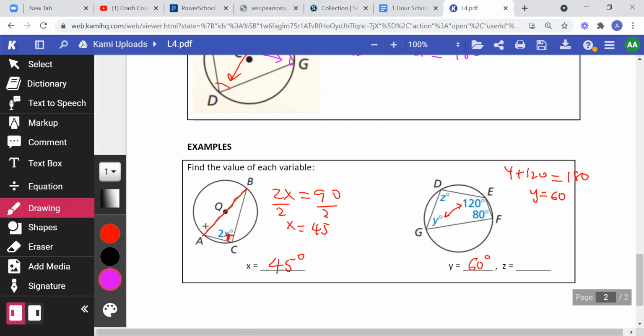The other way around, for the other one, D and F face each other, which means they add up to 180 as well. D is z, and F is 80, adding up to 180. If z plus 80 adds up to 180, that means z is going to be 180 minus 80, which is 100.